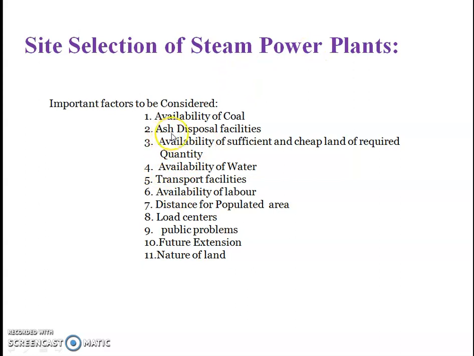And next one is ash disposal facility. The ash removal is the major problem in India because the coal available for power generation contains a large percentage of ash. That is, 20 to 40% of coal gets converted into ash. Therefore, a huge quantity of ash is required to be handled.